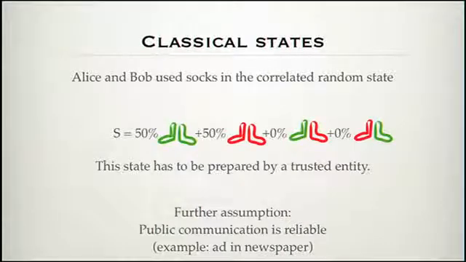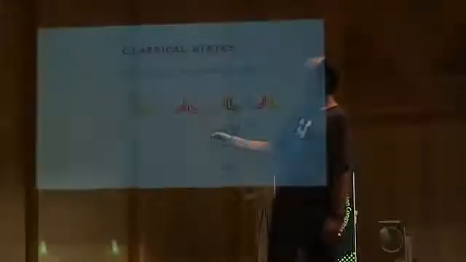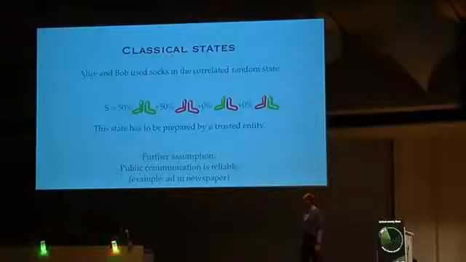That means with 50% probability, they pick 2 green socks. With 50% probability, they pick 2 red socks. But with 0% probability, they pick 1 red and 1 green. Okay, so that is the essential thing. It's random, so nothing is 100%. And it's correlated, so the 2 colors of the socks are always the same.